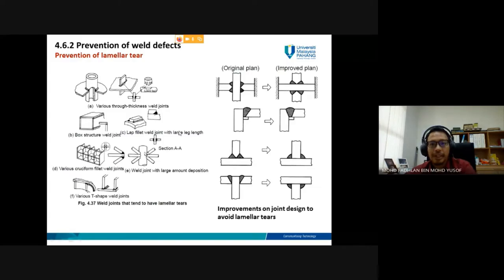So this is the example of how we improve the design, we improve the welding plan. Okay, in order to prevent the lamellar tears. Welding plan tu maksud saya lebih kepada, kalau macam ni lebih kepada deposition plan, planning tu lah. You nak weld bahagian mana instead of bahagian mana. And then deposition sequence pun penting juga. Kat mana dulu nak weld, kemudian baru buat kat mana dulu. Tu untuk prevent lamellar tears lah.